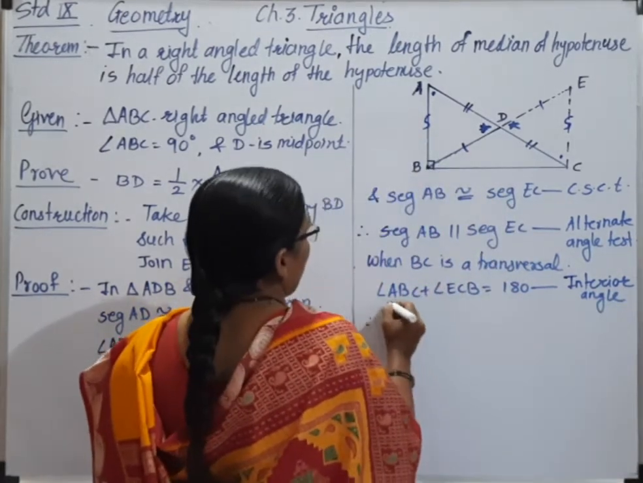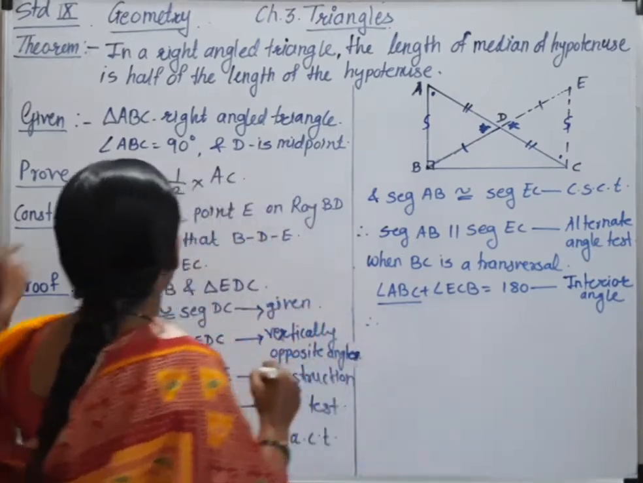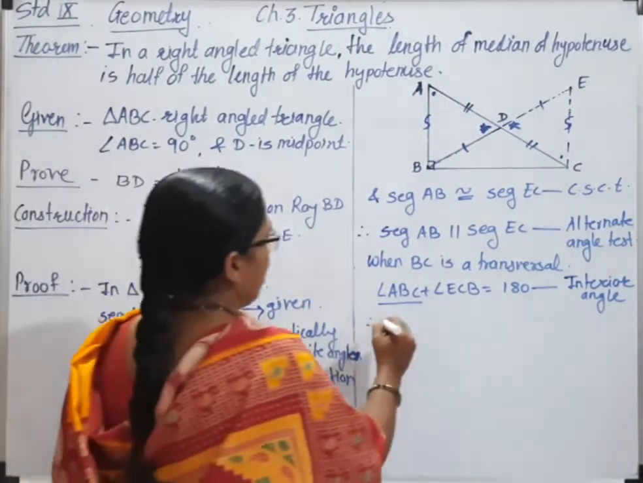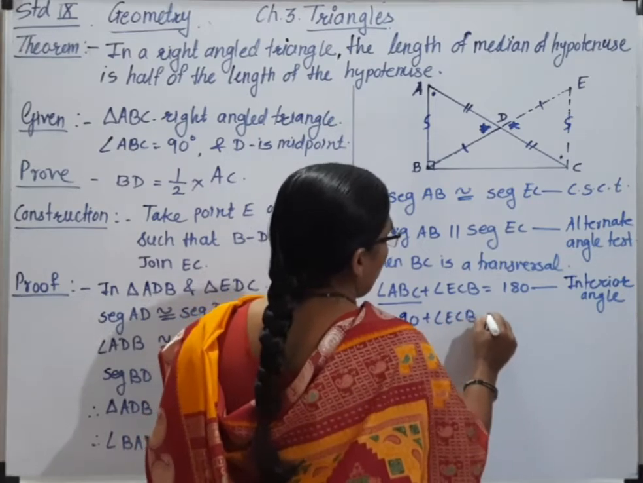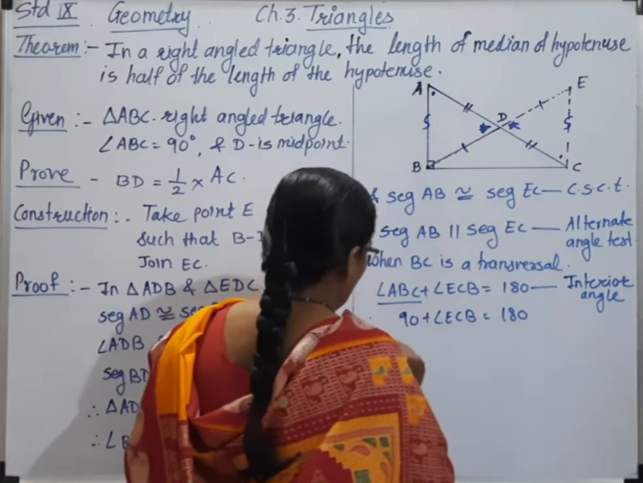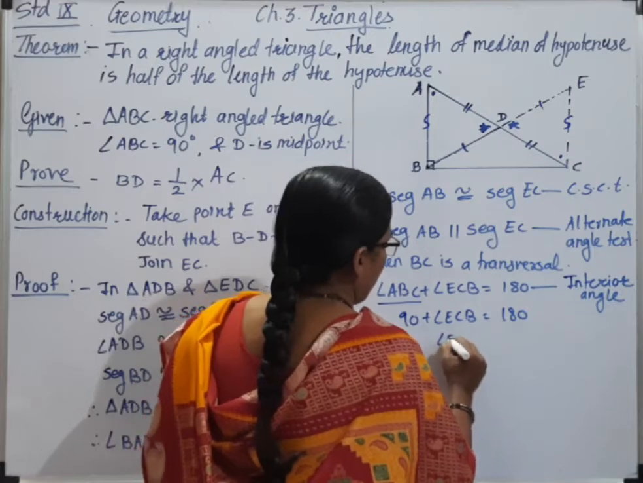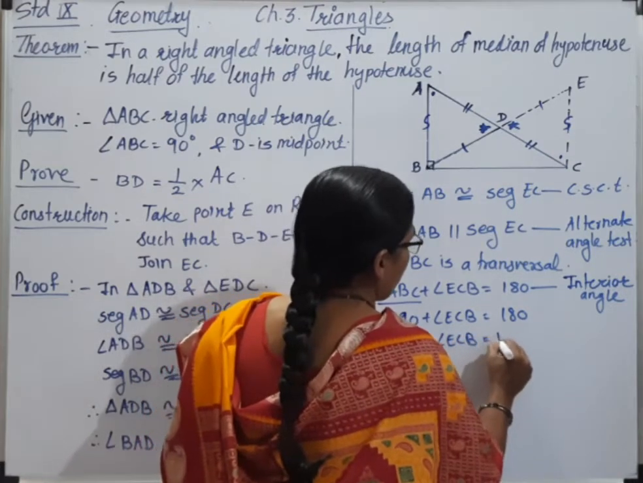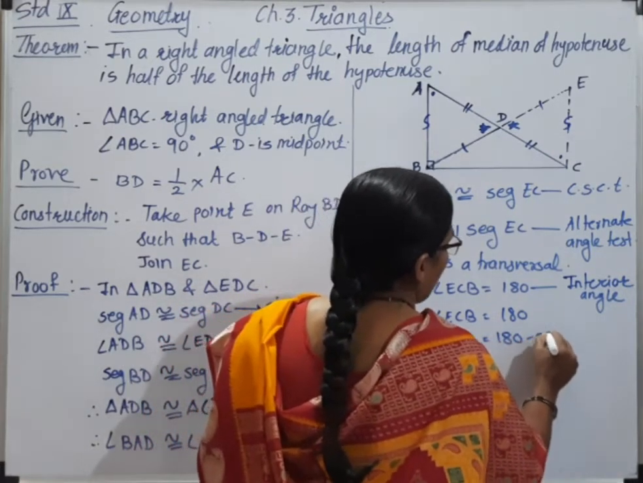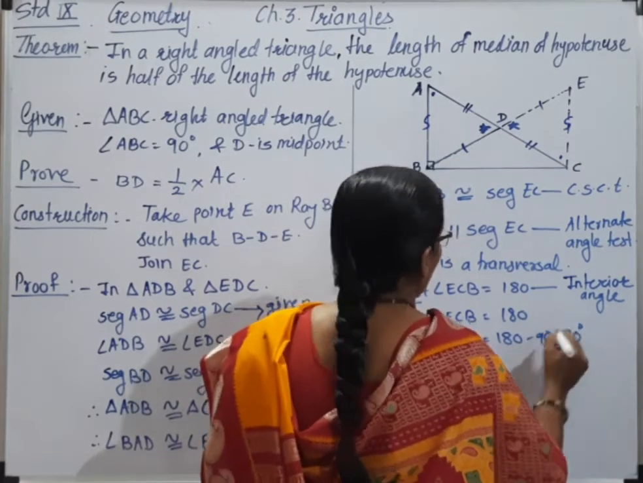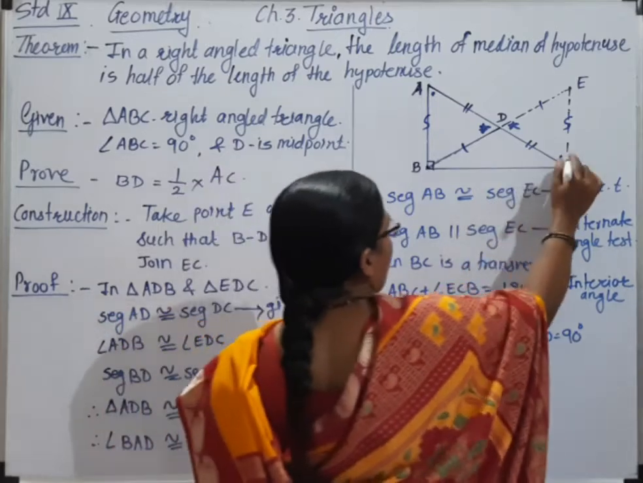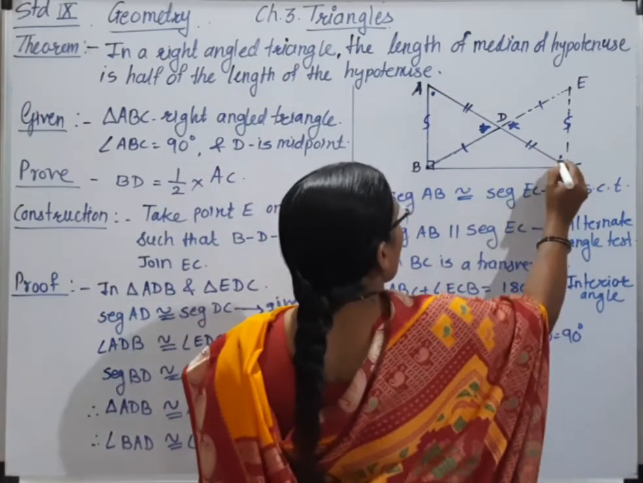Therefore, now we know that angle ABC is given as 90 degrees. Therefore, 90 plus angle ECB is equal to 180. Therefore, angle ECB is equal to 180 minus 90, which is equal to 90 degrees only. Means here this angle also we got as 90 degrees.